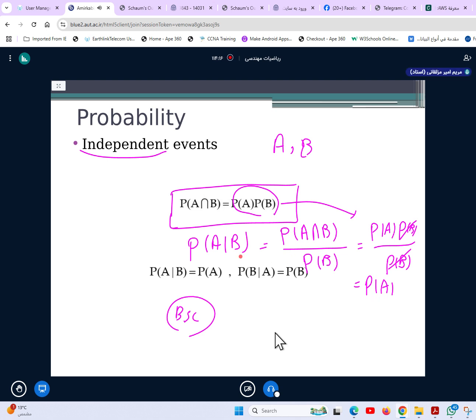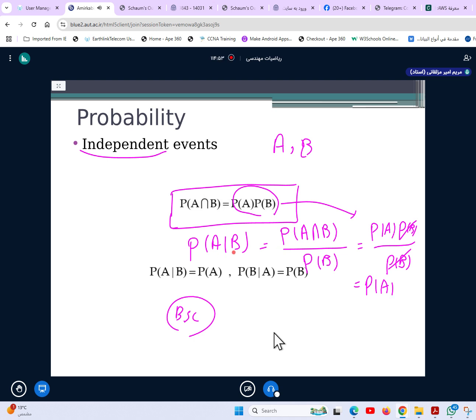It's very important. You should consider that if A and B are independent, the probability of A given B is equal to the probability of A. And we expect this equation because we said that A and B are not related to each other. So knowing B has no effect on the probability of event A. So the probability of A given B is equal to the probability of A.